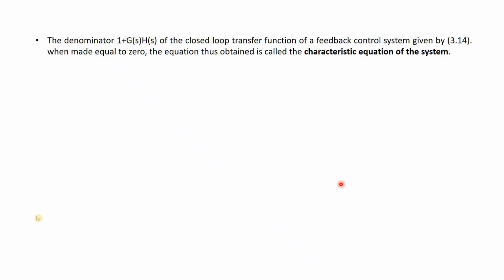Okay. So you can see the denominator is 1 plus G(s)H(s) of the closed loop transfer function. When made equal to 0, the equation is called the characteristic equation of the system. You will encounter this equation later on when you study stability analysis. You will see that in the transfer function of the closed loop system, the denominator plays a very significant part in the stability of a system.